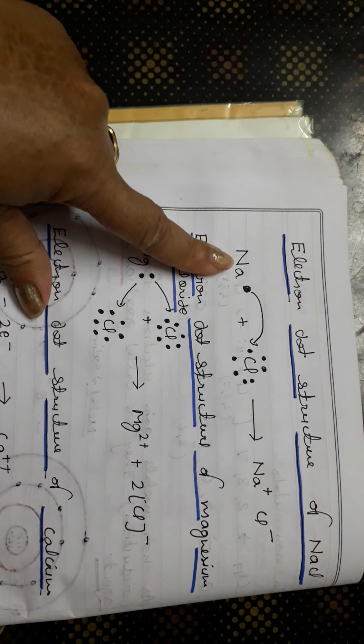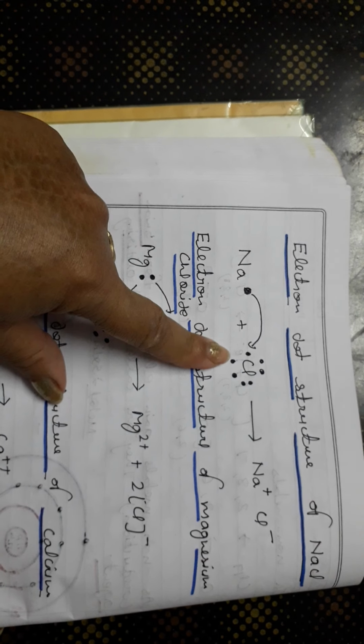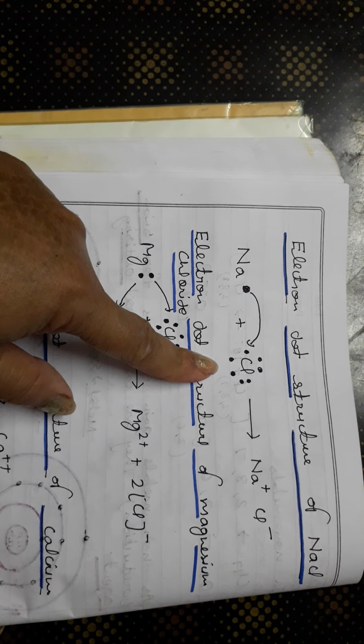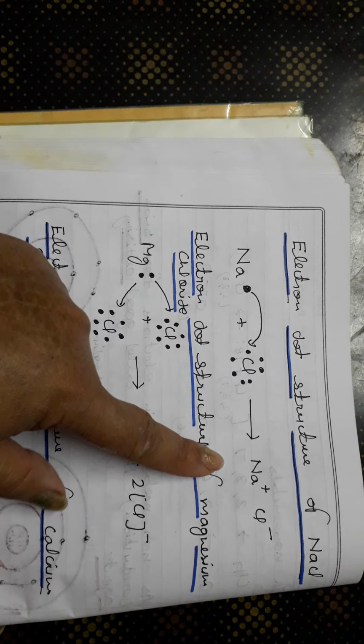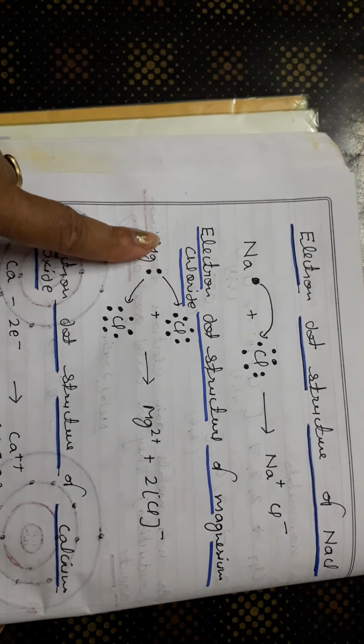So you can check. Sodium has only 1 electron in the valence shell, chlorine 7 electrons. So sodium will lose, it will transfer 1 electron to the chlorine, then it becomes Na plus and Cl becomes Cl minus.